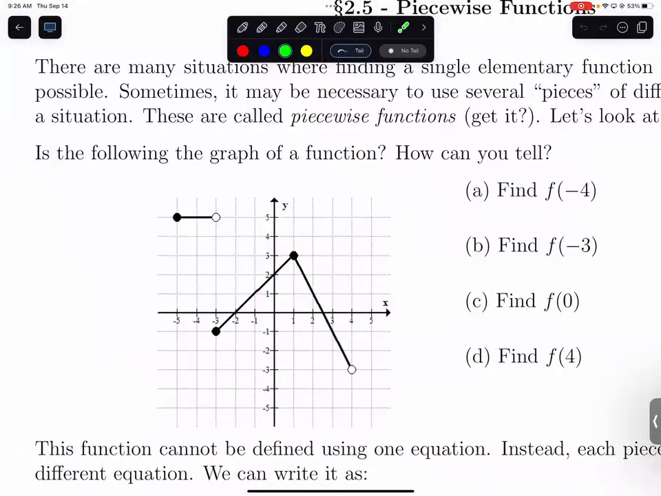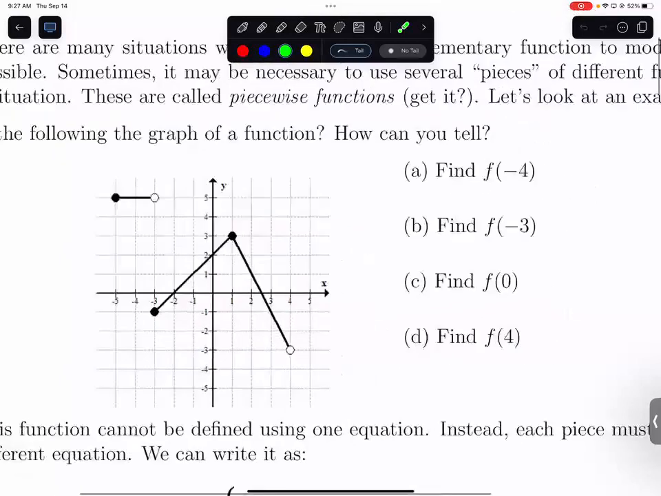So for starters, here's a graph. Is that the graph of a function? What do we have to do to test a graph to see if it's a function? A vertical line test. Does this pass a vertical line test? Sure. The only place where things might get a little dicey would be right here, but this one's filled in, that one's not, which means this one's included and that one's not. So there's still only one point at that vertical line at -3. Okay, so yes, it's a function. It passes a vertical line test, the usual thing.